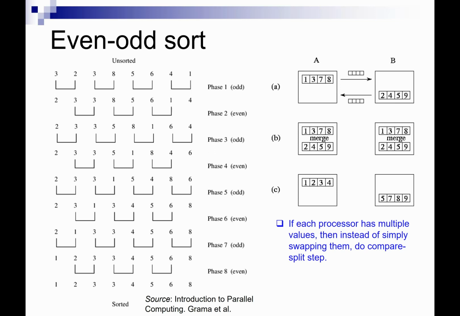If you do this, then what you can show is that if you have n processes, and you run n rounds of this even-odd sort, then afterwards you're going to have all of the values sorted.